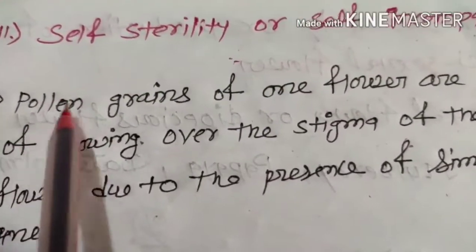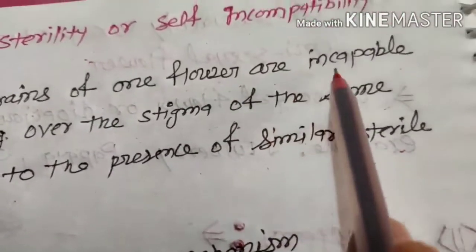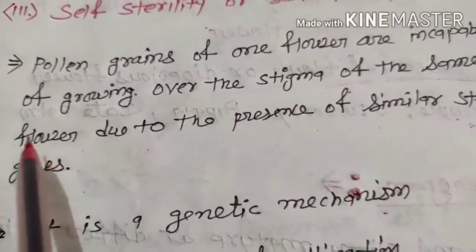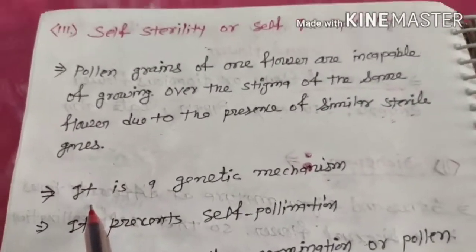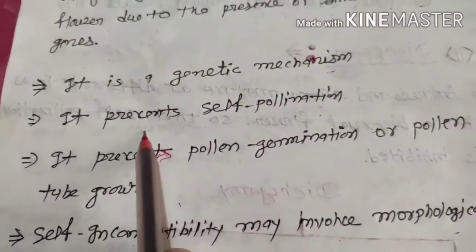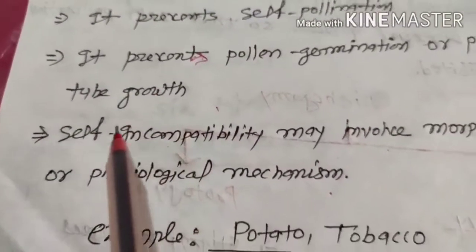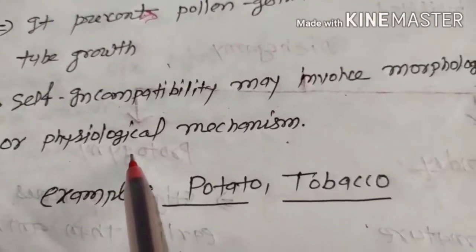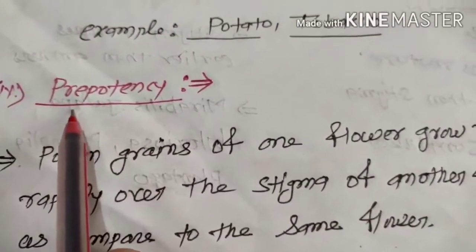Again, pollen grains of one flower are incapable of growing over the stigma of the same flower. But why? Due to presence of similar sterile genes. The second point is that self-sterility or self-incompatibility is a genetic mechanism. It prevents self-pollination, it prevents pollen germination or pollen tube growth. Self-incompatibility may involve morphological or physiological mechanism. Examples, potato and tobacco.